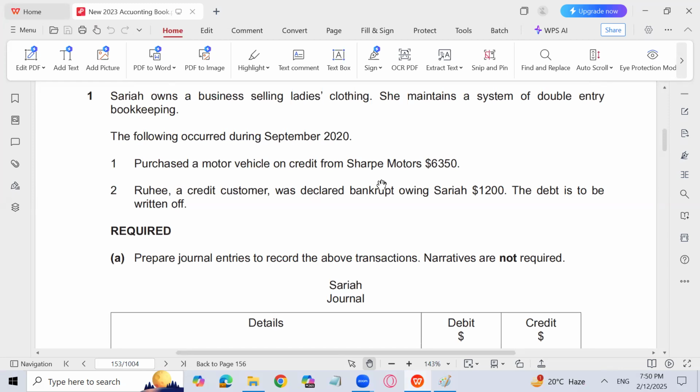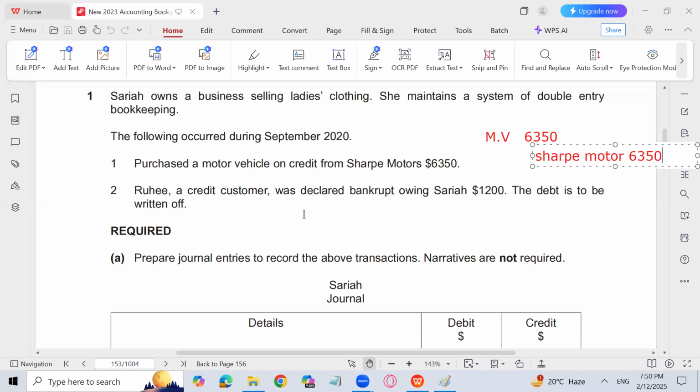Purchased a motor vehicle on credit from Sharp Motors, 6350. The entry will be, because he wants us to pass the general entries, motor vehicle debit with 6350, and Sharp Motors credit with 6350. Motor vehicle is an asset, an increase in asset is debit, and Sharp Motors is a trade payable, so an increase in liability is credit.